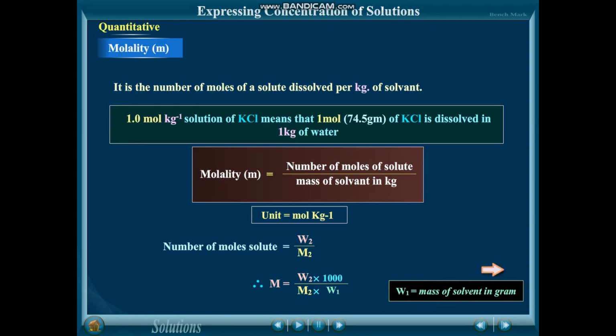W1 is the mass of the solvent in grams. So W2 by M2 is the number of moles of the solute. That is divided by W1, the mass of the solvent in grams, but in order to convert it into kg, it is divided by 1000, which goes to the numerator.